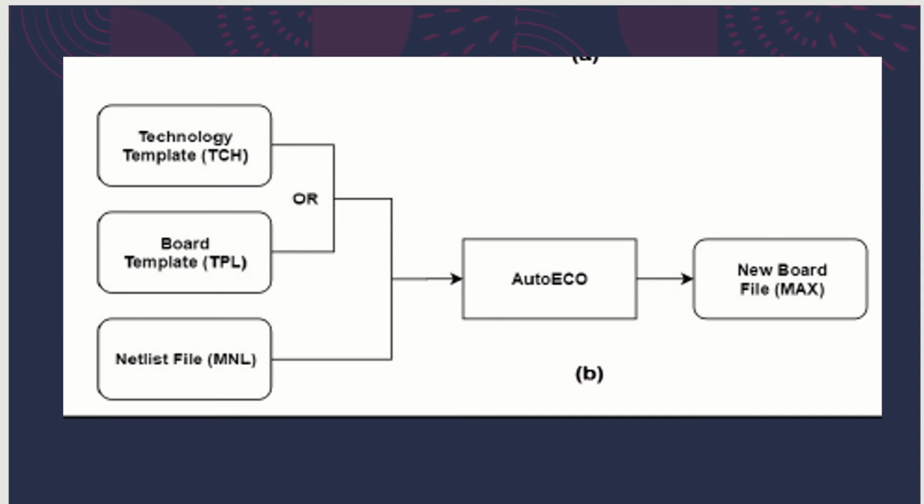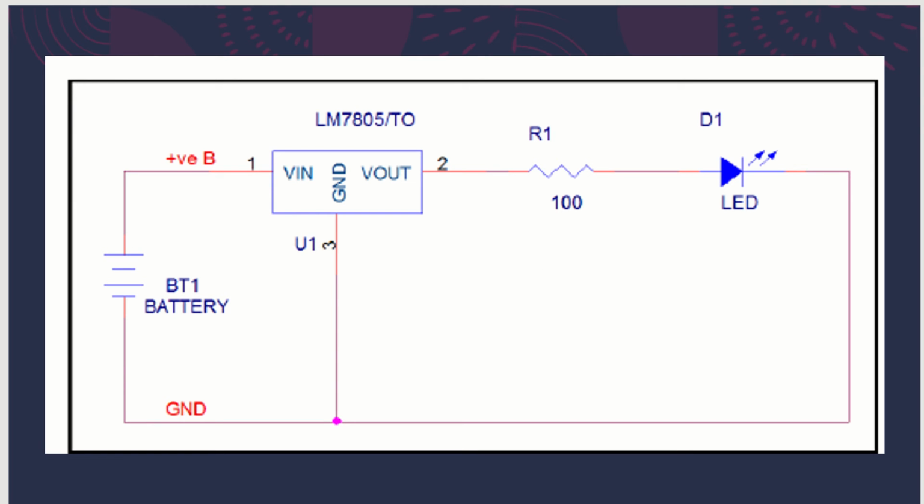Layout has a unique feature called Automatic Engineering Change Order, or Auto ECO. Auto ECO combines a board technology template and a schematic netlist to produce a layout board file. The .mx file contains all the board physical and electrical information. For the first method, we'll be using Auto ECO to create a layout board file. In this example, we will be using this schematic to create the layout board file.